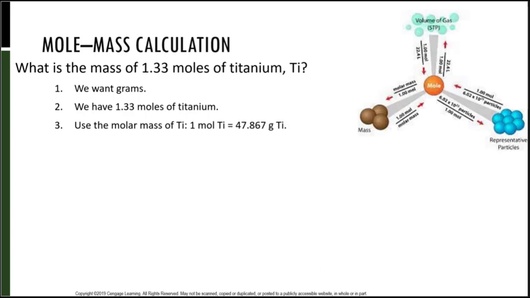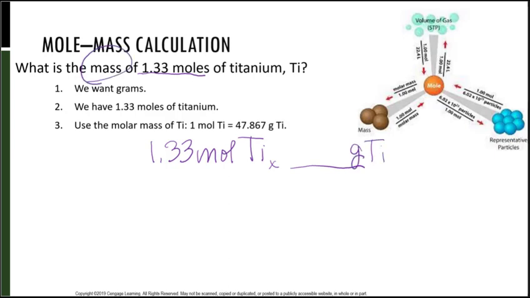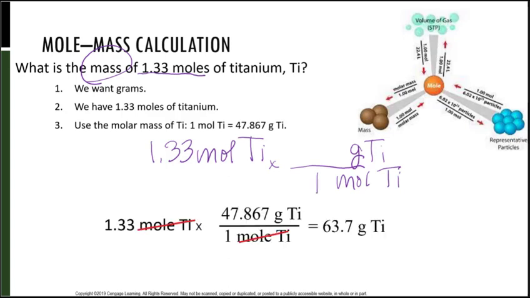So let's do an example here. What is the mass of 1.33 moles of titanium? So I'm starting with 1.33 moles. Right? And what do I want? I want mass, which is grams of titanium. What have I got? I've got moles of titanium. Okay, and remember, for every 1 mole, we just need to look at the periodic table and see what the molar mass is. And here's how it would look.